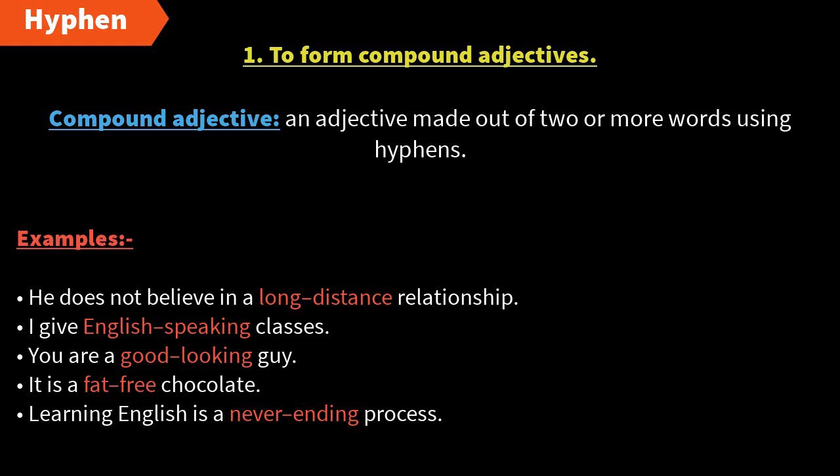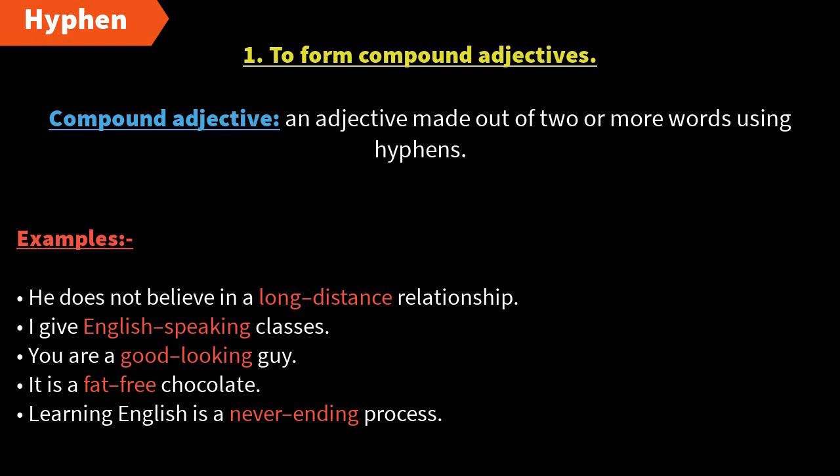Good-looking. It is a fat-free chocolate. What kind of chocolate? Fat-free. Fat is a word, free is a word, brought together using a hyphen. Learning English is a never-ending process. What kind of a process? Never-ending process. Never is a word, an adverb, ending is a present participle. Together it becomes an adjective, modifying the noun process.